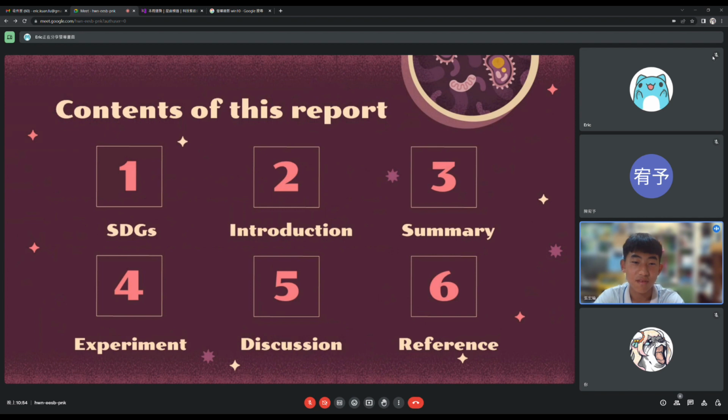Contents of this report. First is SDGs. Second is introduction. Third is summary. Fourth is experiment. Fifth is discussion. Sixth is reference.